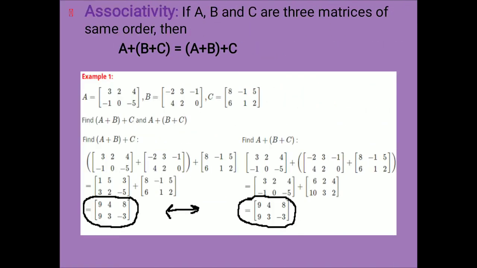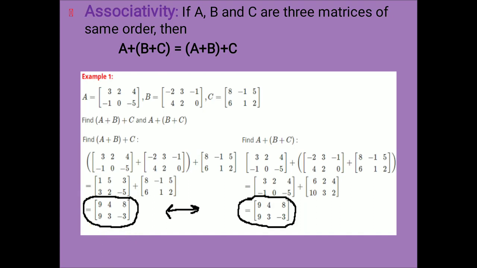Next is associativity. If A, B and C are three matrices of the same order, then the associative property can be applied. For example, in the example A has order 2 rows and 3 columns, that is 2 by 3. B also is 2 by 3 and C also is 2 by 3. Once we solve the addition operation, we get the result as 9, 4, 8, 9, 3, minus 3. Individual elements are like this.